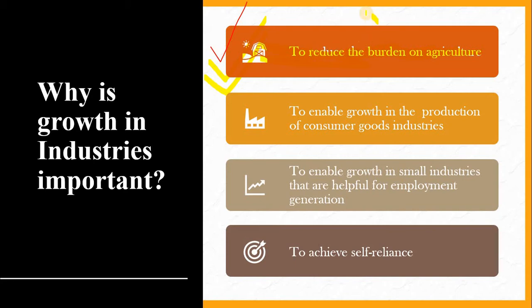So it gives income, higher incomes to people. So therefore less number of people actually depend on agriculture and they can earn more incomes. So that is first use. Second is enable growth of production of consumer goods. So industries produce many kinds of capital goods and consumer goods which are essential for day-to-day consumers like me.